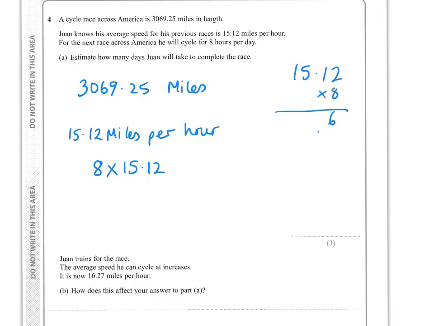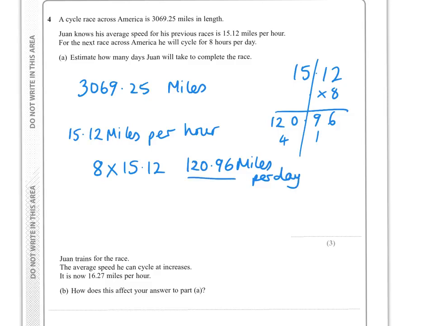So we've got decimal point, and so we've got 8 5s are 40, and 8 and 4 is 12. So we've got 120.96 miles per day. And so if we want to estimate now, we've got to just look at this sum here as an estimate.